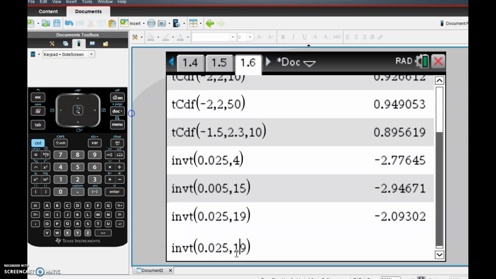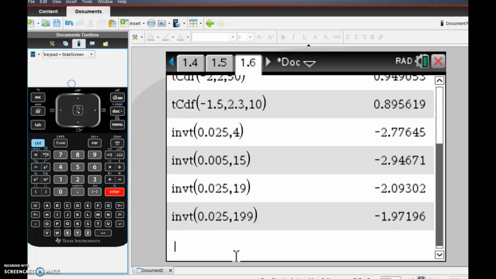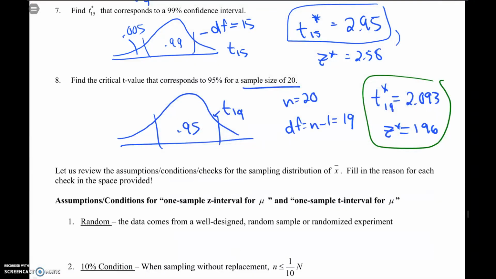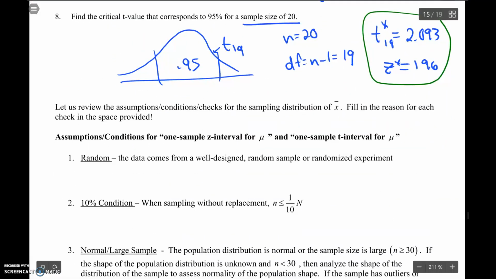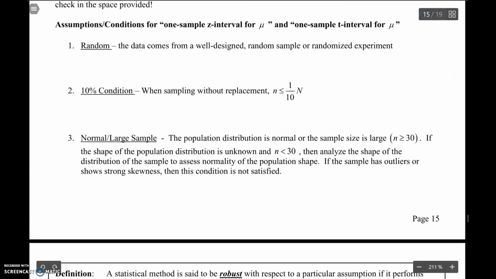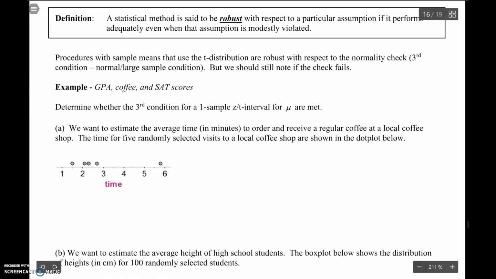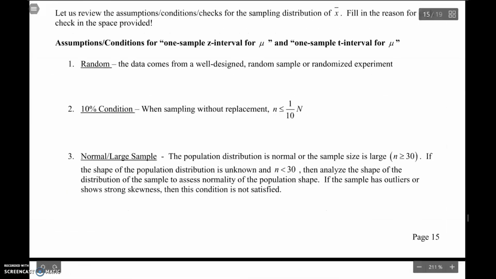Let's go 190 degrees of freedom, 199 degrees of freedom. This is probably going to be really close to the 1.96. 1.97. So even at 190, even a sample size of 200, it's still a little bit bigger than the 1.96 that we get with the z-curve. So that's how you do t-distributions. All right, so this is a good place to stop this video. Now we're going to get into the assumptions and conditions and actually calculating some of these intervals.